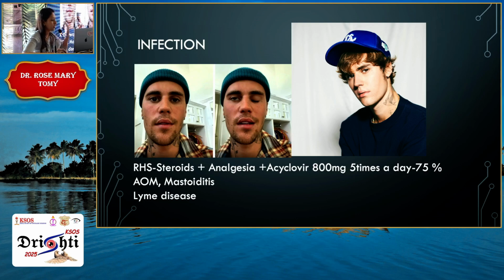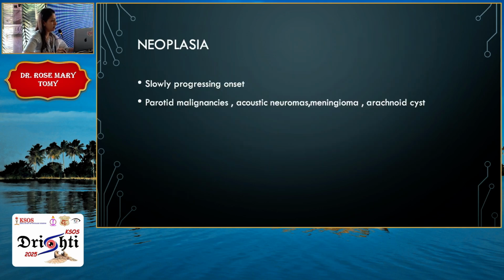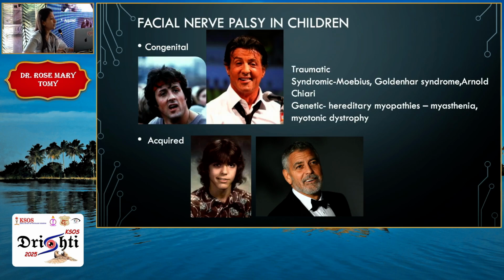Then other infections: acute otitis media, mastoiditis, Lyme disease have to be ruled out. Slowly progressing facial nerve palsies, rule out malignancies. Again, another indication for imaging. Facial nerve palsy can occur in children also. Rocky Fame, we look at his facial nerve palsy, but that was something he had from birth, due to a forceps delivery. Then syndromic and genetic causes are all there.